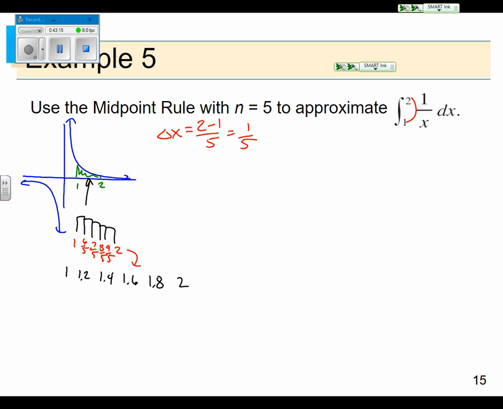And whenever I do the midpoint on this, I am just going halfway between 1 and 1.2, 1.1. Halfway between 1.2 and 1.4, 1.3, 1.5, 1.7, 1.9. I can keep going up like so.